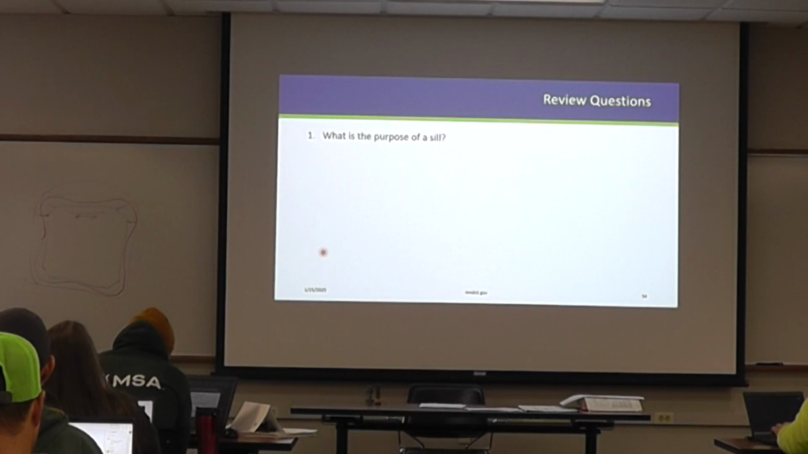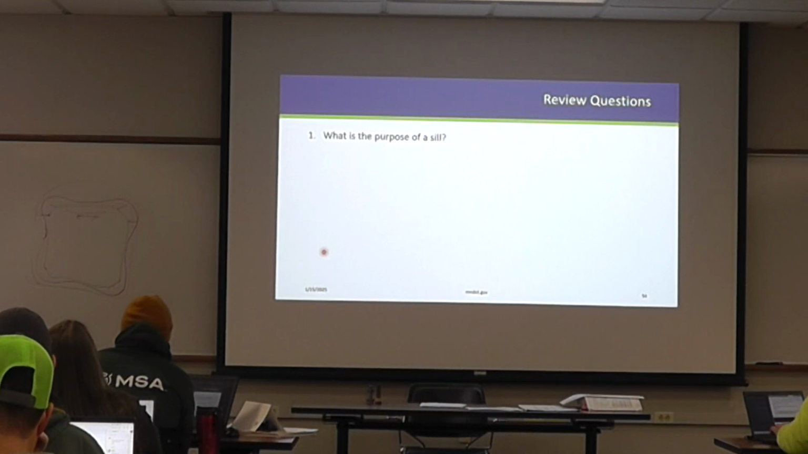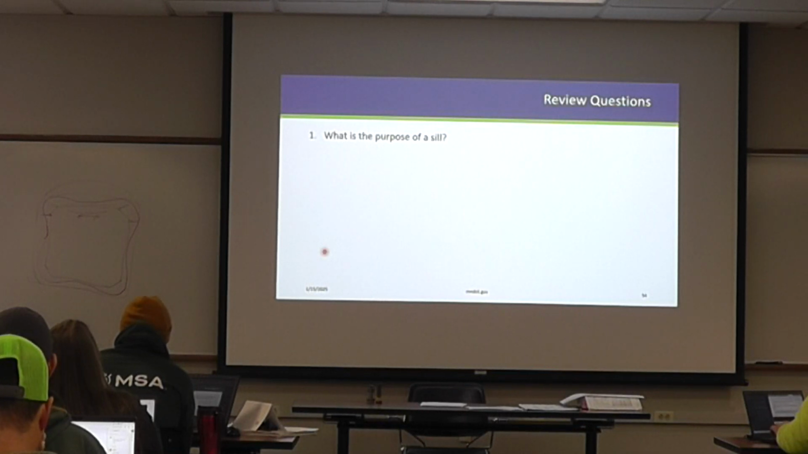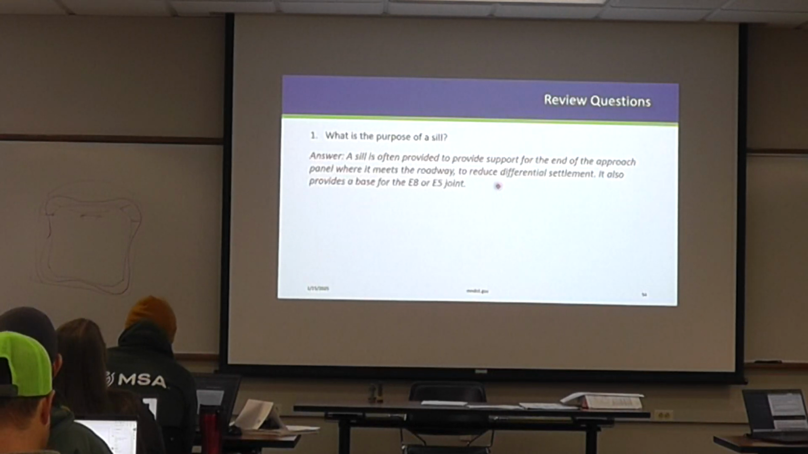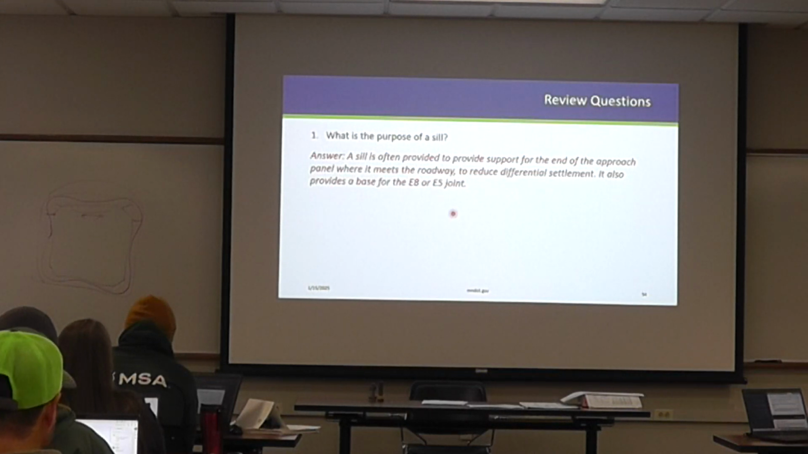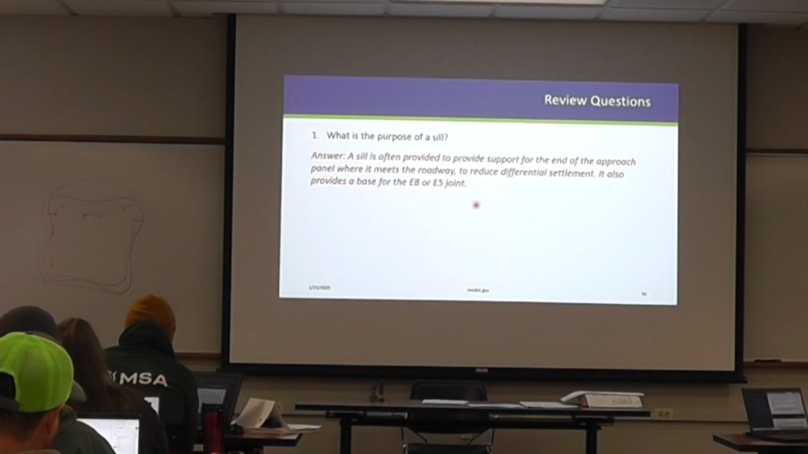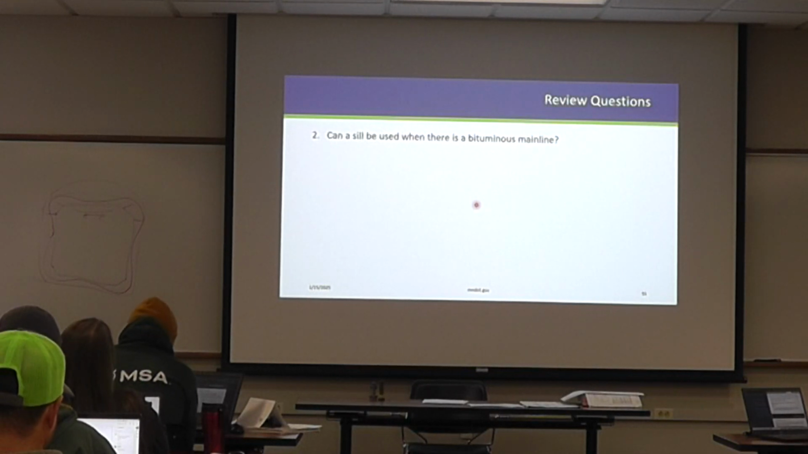All right, so review questions. If you have the handout, you probably have it, but say, what's the purpose of a sill? Bueller, if you're out there. No? So, provide support. Yeah, you might have the answers. That's okay. Reduce differential settlement, and also provides a base for E8 or E5. So if you got them, I can not be silly. I'll just go through them.